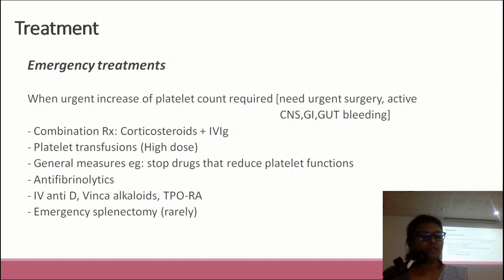So we should look at the other general measures such as stopping drugs that reduce platelet functions. Consider antifibrinolytics like tranexamic acid, and if all fails, we go for other medications such as IV anti-D, vinca alkaloids like vincristine, vinblastine, thrombopoietin receptor agonists, which I will discuss later, and emergency splenectomy might be an option rarely.